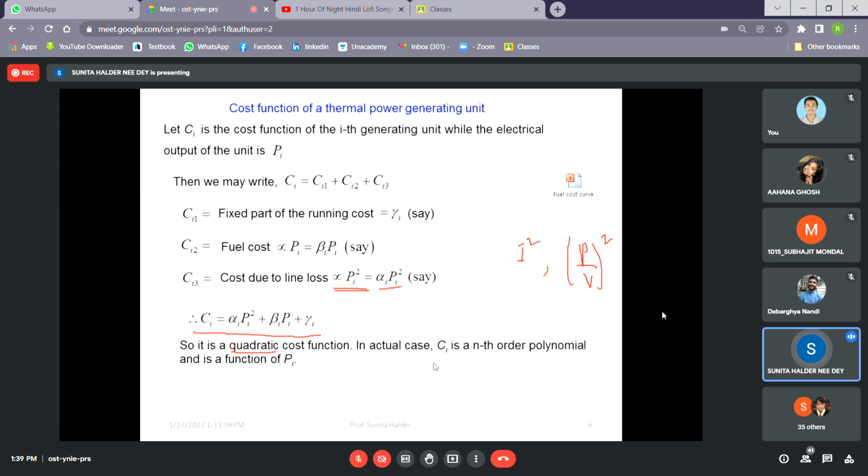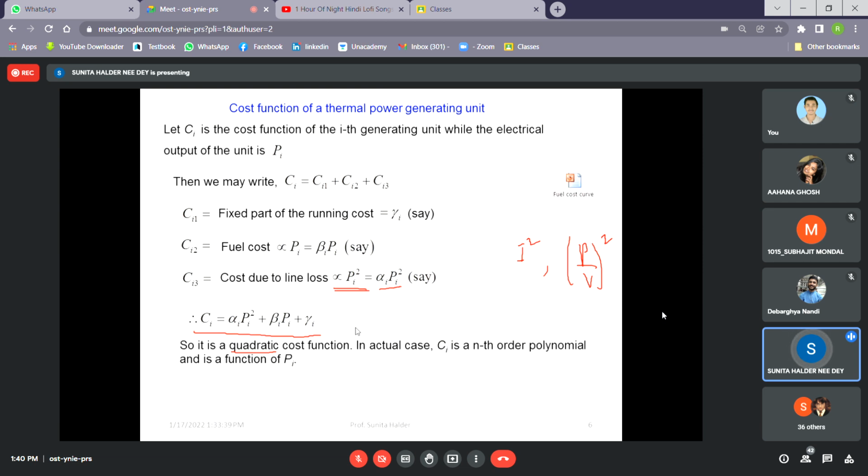Because if the turbine, if the nozzle of that governor does not work properly, if there is any, say, nonlinearity there, then one sinusoidal term is also added with this, right? So actually, these are not all fuel cost curves. But see, if we calculate the different components of this cost function separately, if we know the values, then we shall see that the fuel cost will be dominating. That's why it is called the fuel cost curve.